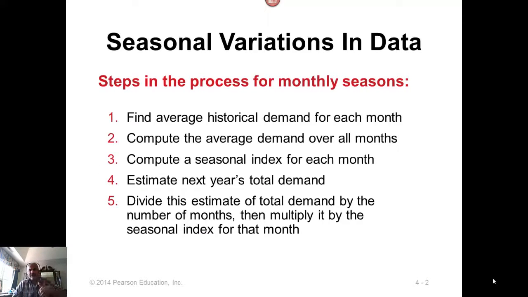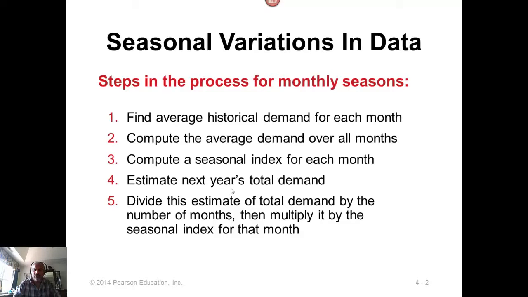We're going to find the historical average for each month. So that is, the average is all seasonality stripped out. So that's a typical average. And then you compute the average demand for each of the months in a year. If it is monthly data, then you divide one into the other and you get the seasonal index. And then we can use that seasonal index to estimate the seasonal adjusted forecast. So the next step is to estimate the total next year demand and then divide it into individual months and multiply by the seasonal index.